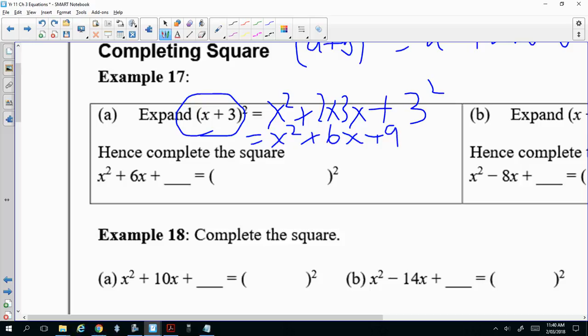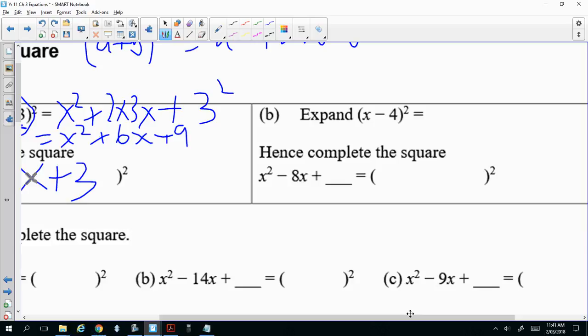Given this expression, what needs to be added in order for this to be a perfect square? 9, as you see above. If it's x squared plus 6x plus 9, it becomes (x + 3) all squared, right? So you have to add 9 in order to become this. Okay, next one.